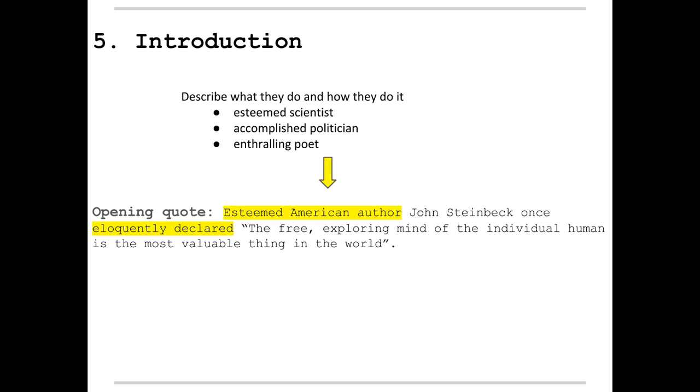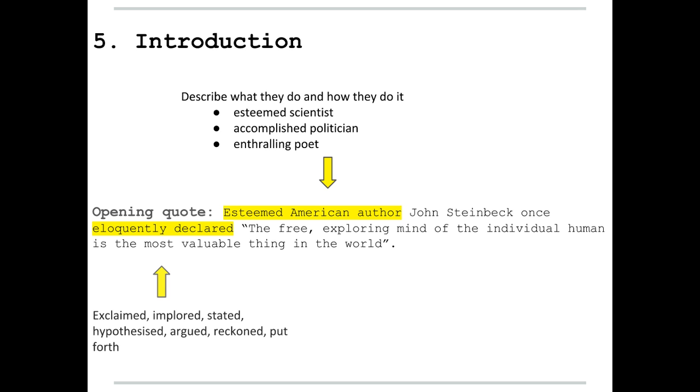Do not just include your quote and not tell me what the person has done. If you don't tell me what the person has done, then I don't care that you've included the quote. It won't get you any extra marks, in my opinion, if you can't say who they are, and if you also can't describe how they did what they did. So you could say that they were an esteemed scientist, an accomplished politician, an enthralling poet. If it was somebody like Martin Luther King, you could say that he was a divisive leader because he divided people's opinions. Something that actually tells me a little bit about the person.